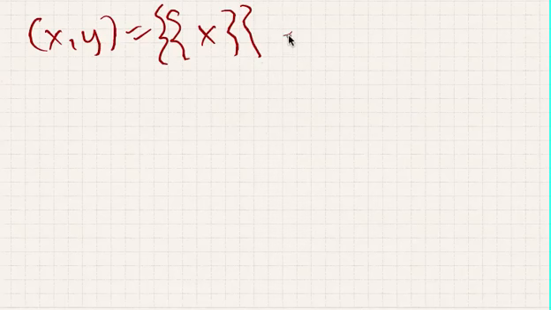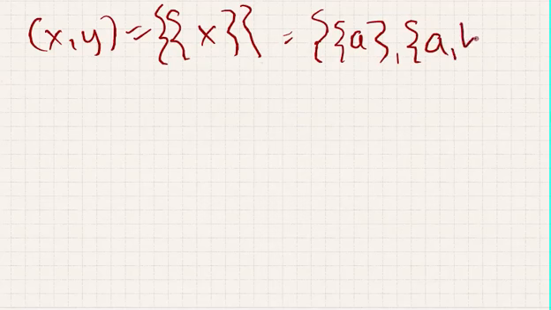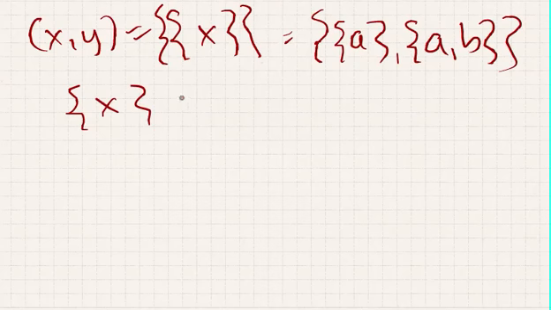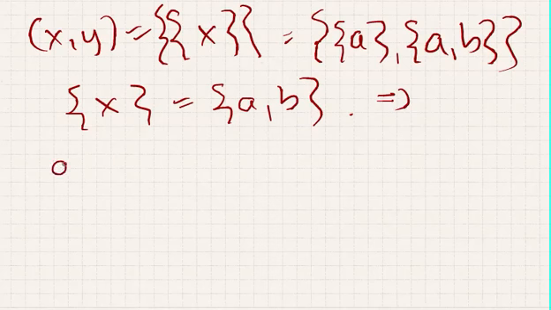And this is equal to the ordered pair a comma b, which is by definition equal to this. So this implies that in particular the set containing x is equal to the set containing a comma b, which further implies that a is equal to x, which is equal to b, which is equal to y, which is exactly what we want. Okay, so that was case 1.